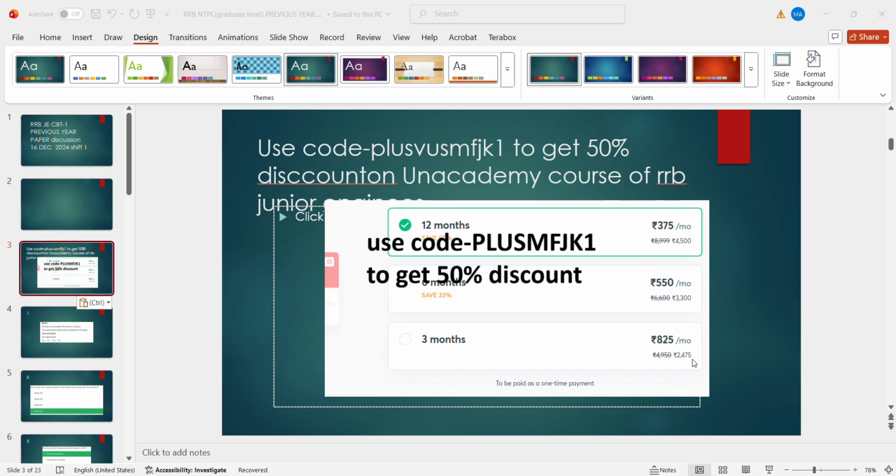Next, as on September 24, how many Jan Aushadhi Kendras have been established by Government of India across the country? The answer is 13,822.